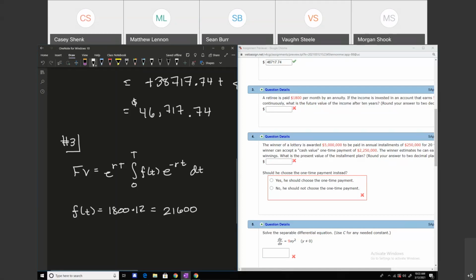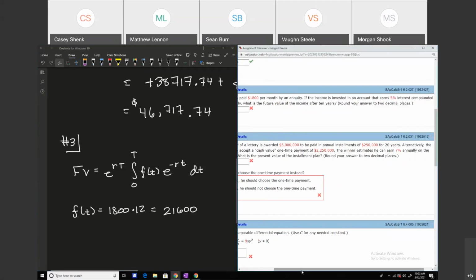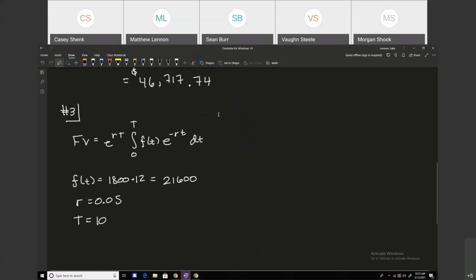It says if the income is invested and earns 5%, so our little r is 0.05. And they want us to figure out the future value after 10 years. So that's capital T equals 10. That should be all we need to do this problem. So if we plug all that stuff in, our future value should be e to the 0.05 times 10, integral from 0 to 10 times 21,600 times e to the negative 0.05 t.